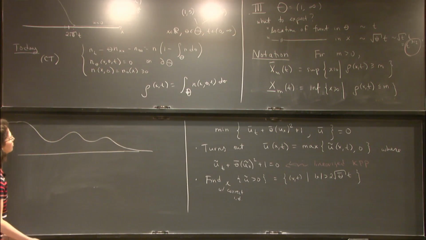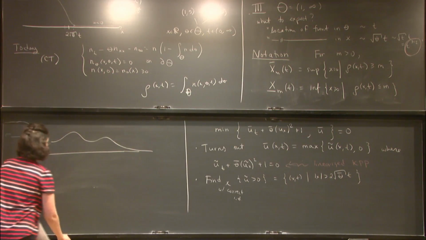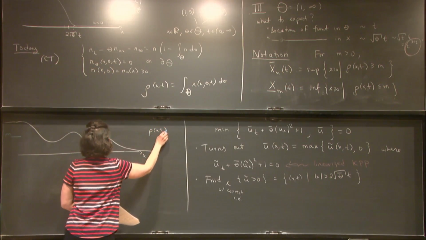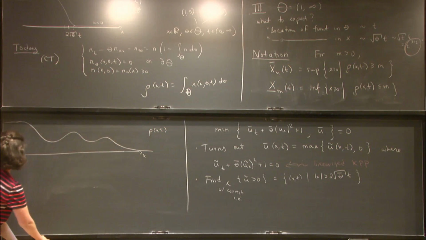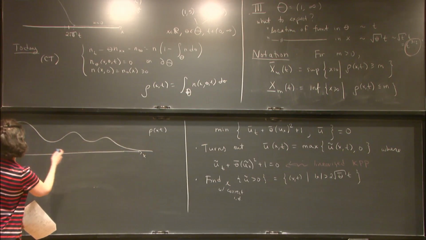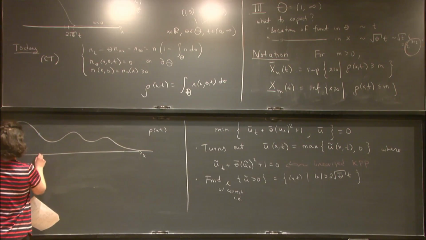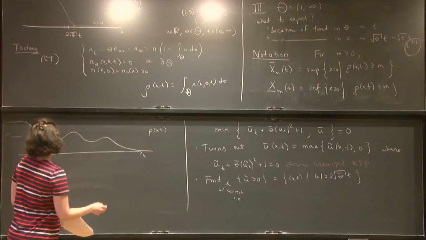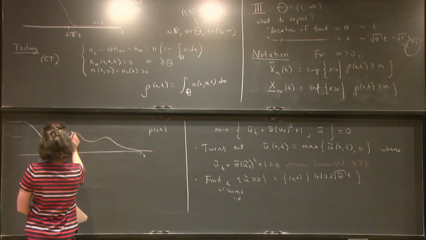So if this is my value m, and this is my x, and this is rho of x, t, then in this picture, it looks like the first time that my function hits m is here. And then the last time it hits m is, I guess, over here maybe.